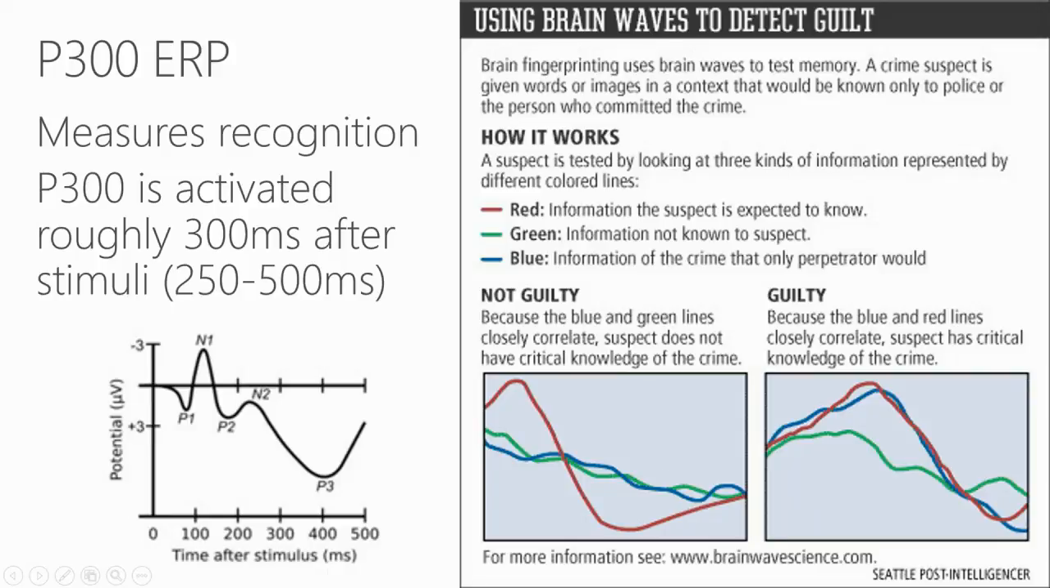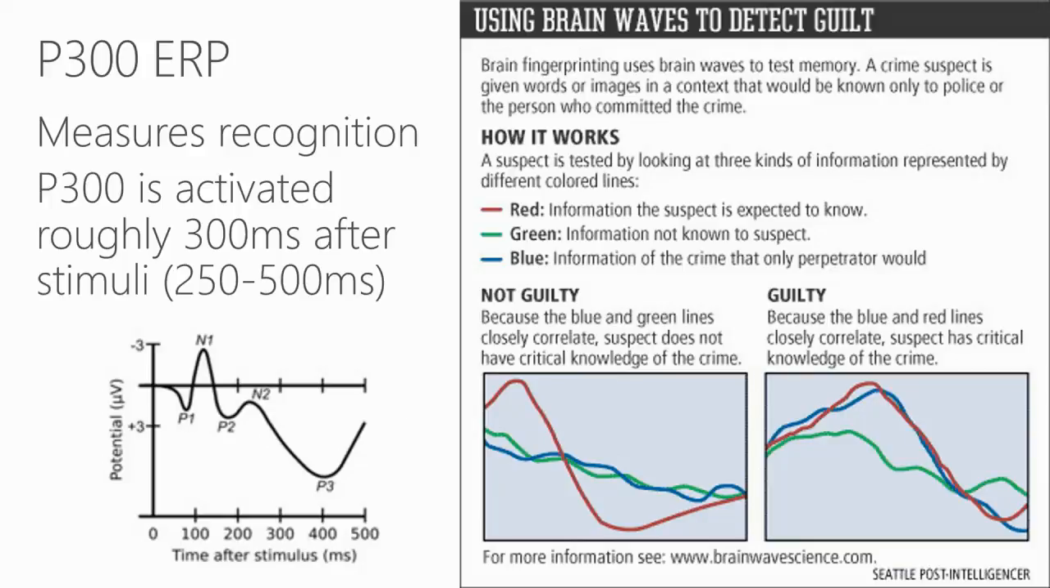What it looks like on a waveform is this little dip that you see right here, this little P3 dip. And the reason they call it the P300 is because it occurs roughly 300 milliseconds after the stimulus appears. And so you can see kind of what that looks like.